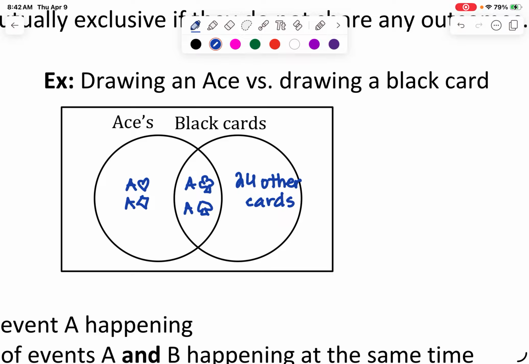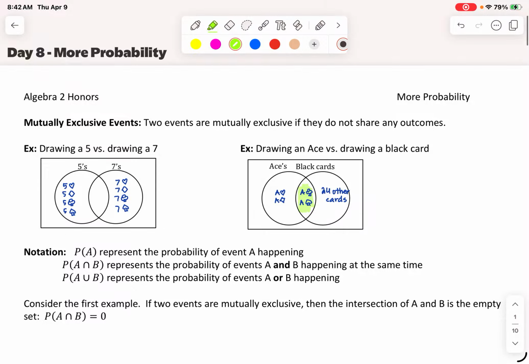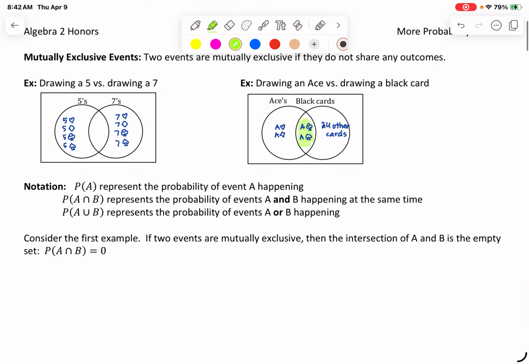But there is an overlap in black cards and aces, and that's the ace of clubs and the ace of spades. So these two events are not mutually exclusive because there is an overlap. There are cards that are aces and black cards. Okay? All right, so we will be looking at mutually exclusive events and events that are not mutually exclusive. First, let's start with a little bit of notation.